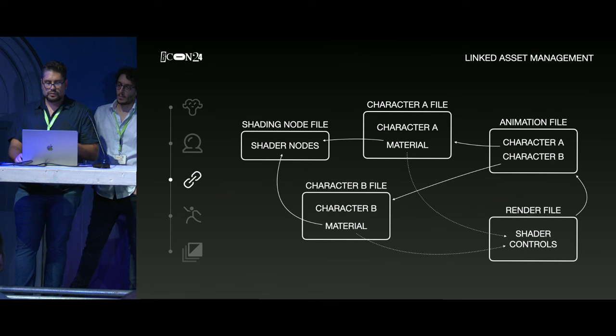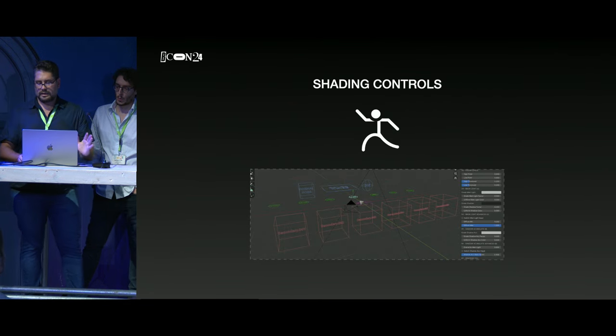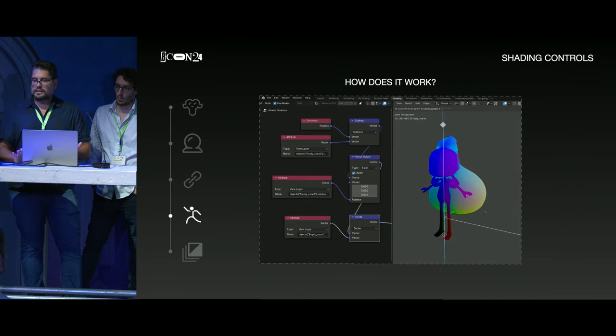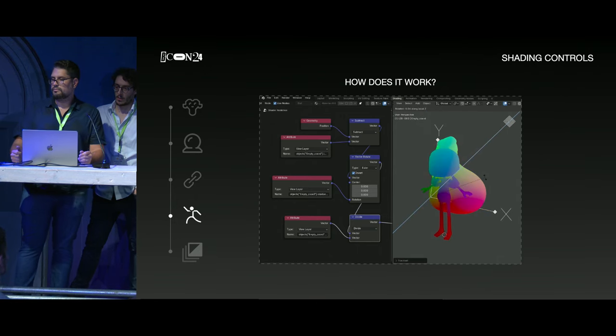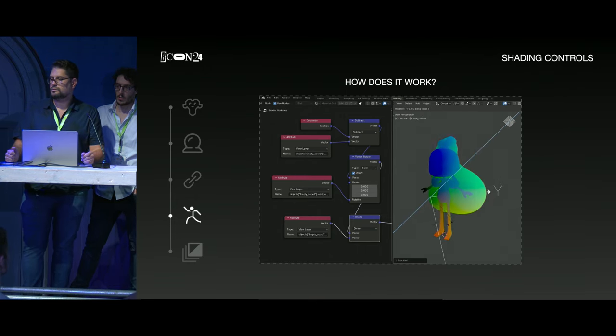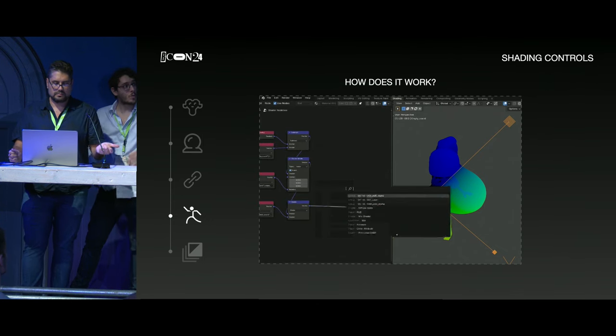So, in conclusion, we have both recovered the functions we needed from proxies and unlocked new potential thanks to how overrides work. So, let's continue with shading controls. This is how our shading control system works. As you can see here, we have pointers, basically. They point to things. It can be an empty, it can be a full rig with bones.